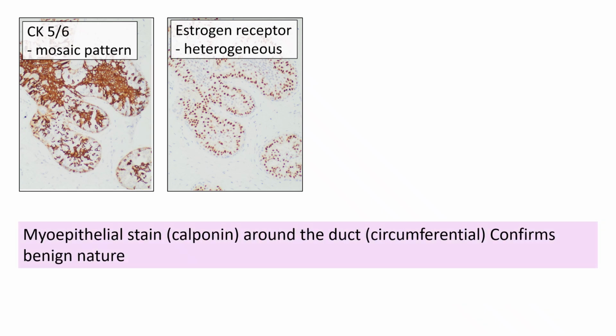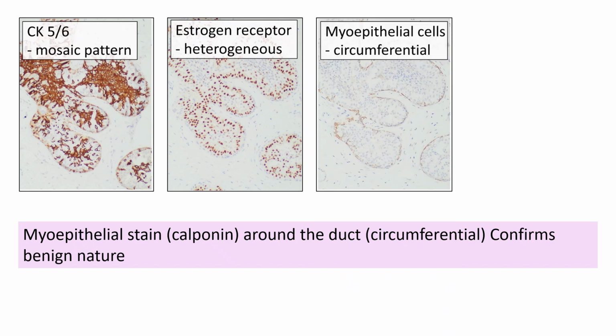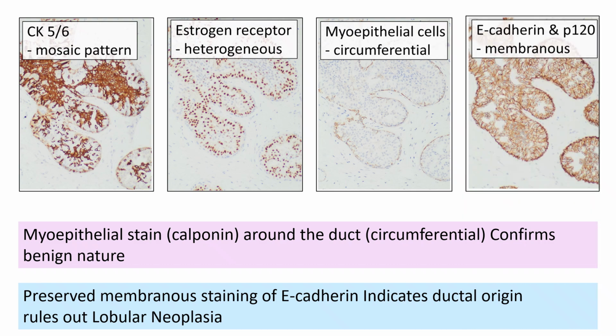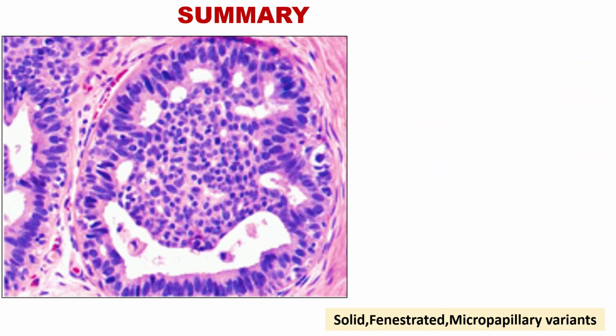And another IHC marker, calponin, is used to demonstrate myoepithelial cells around the duct in a circumferential manner, which confirms the benign nature of the lesion. As you can see here, only the periphery of the duct is showing myoepithelial cells stained with calponin. And there is preserved membranous staining of E-cadherin, which indicates ductal origin. So in UDH, when you stain with E-cadherin, it shows membranous staining preservation, which rules out lobular neoplasia and indicates ductal origin.